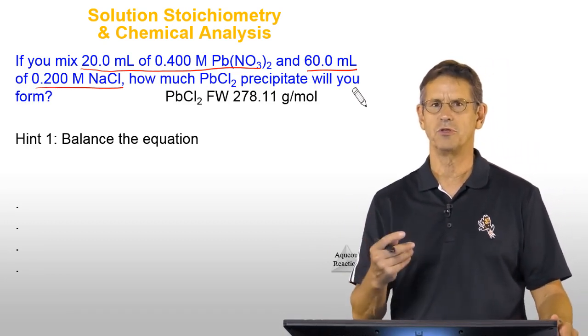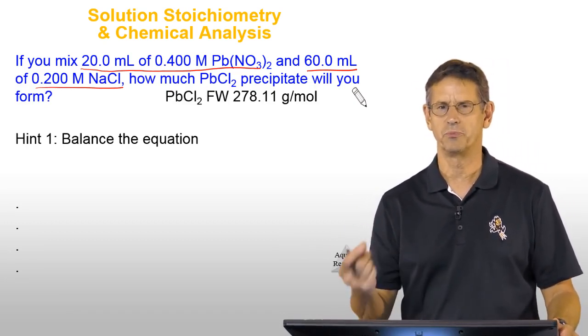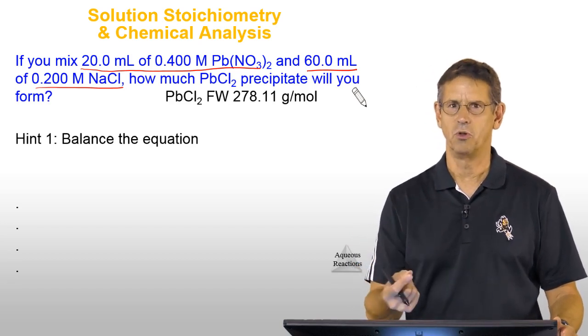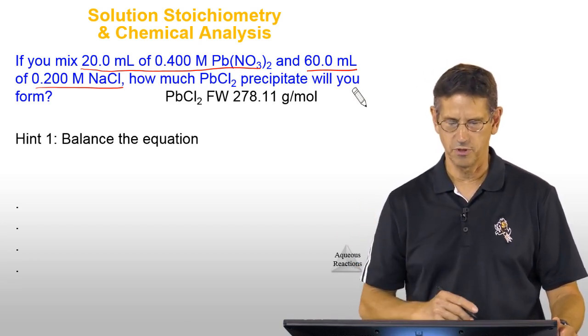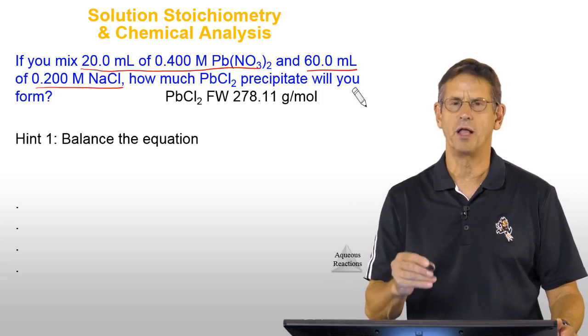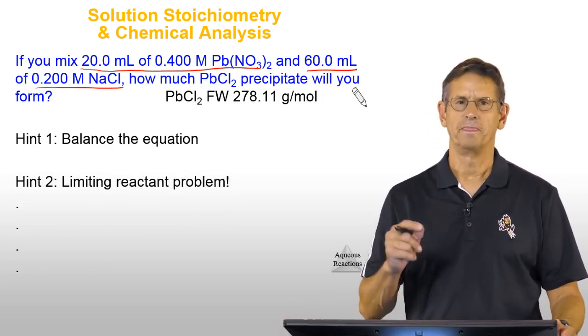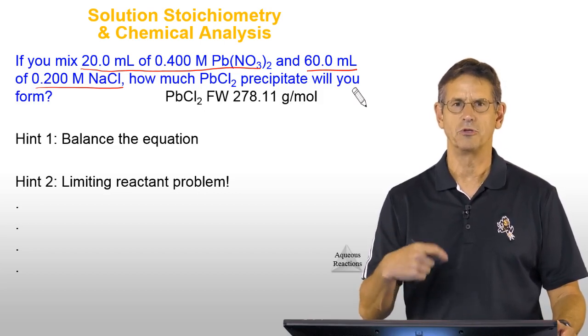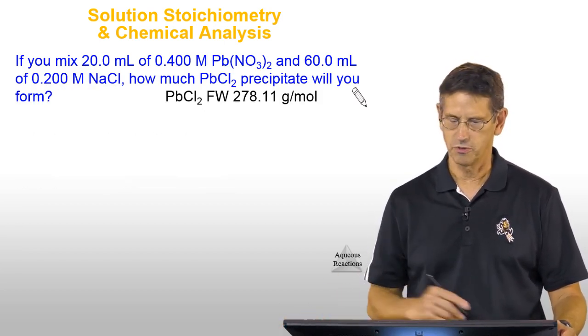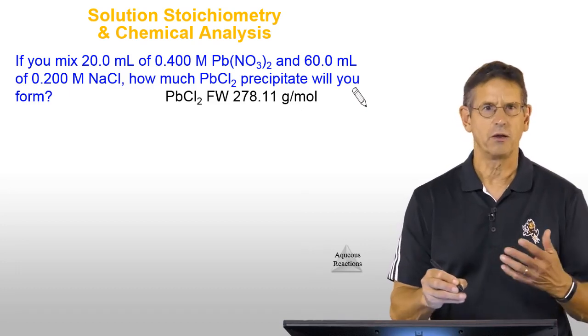This is one of those metathesis reactions, and you're being told that a precipitate is formed, and you're told that it's lead chloride, so that makes life easier. So hint number one is we have to write a balanced equation, and you'll see why that's important. And then hint number two is this turns out to be a limiting reactant problem, so you'll see that. Let me fast forward here to the next slide. So let's write down our equation first.